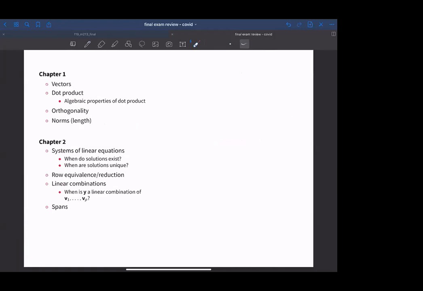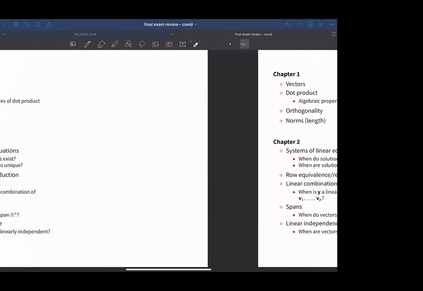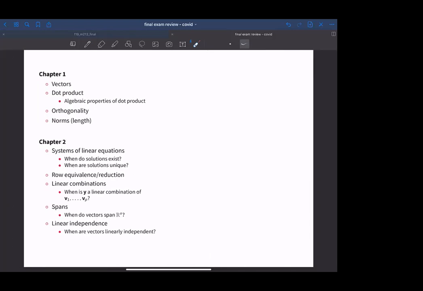And so once you understand linear combinations, you can start talking about spans. So the set of all linear combinations is called the span of the vectors. And we can ask, when do vectors span Rn? Another way to think about linear combinations is in terms of linear independence. And one of the things you should be prepared to answer is to determine whether a given set of vectors is linearly independent. Okay. So any questions kind of on the chapter 1, chapter 2 stuff?